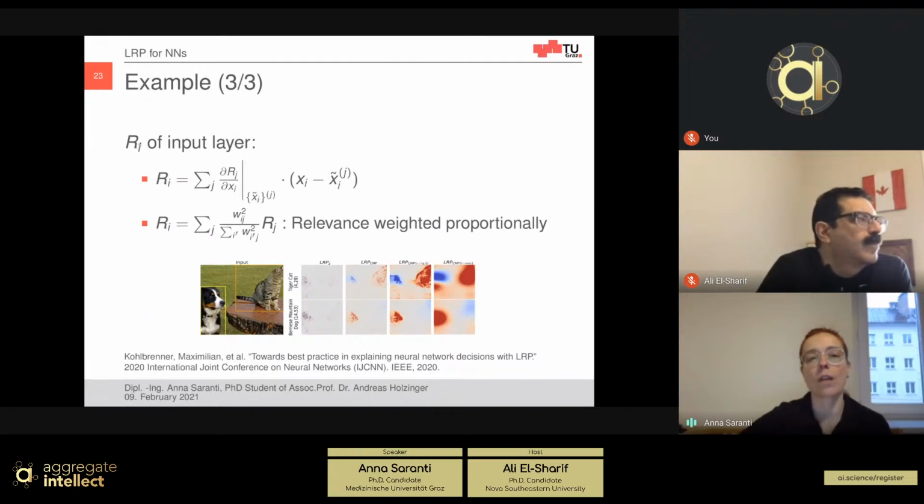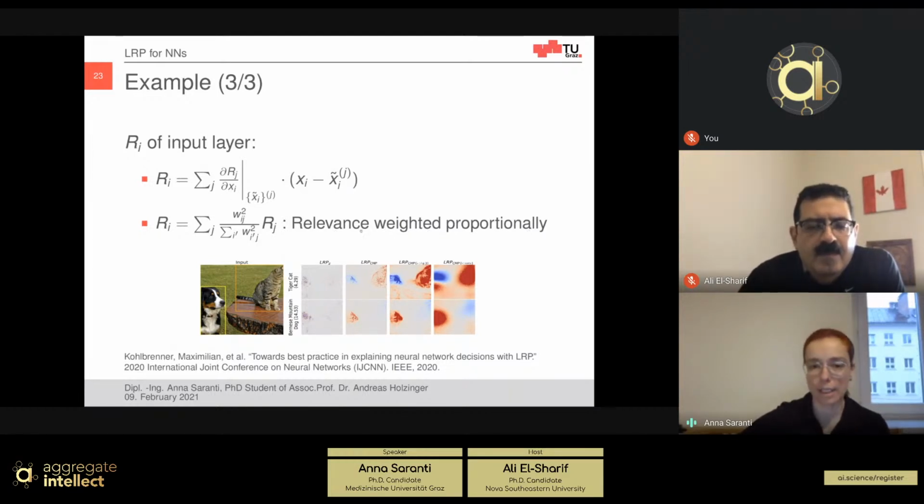And to compute the relevances of the input layer, one of the potential solutions is one where the relevance is weighted proportionally by the weights connecting one neuron of the input layer and one neuron of the hidden layer. And there are a lot of ways to go backwards and find the relevances of even previous layers and much more difficult activation functions, and they can be found in the relevant papers.